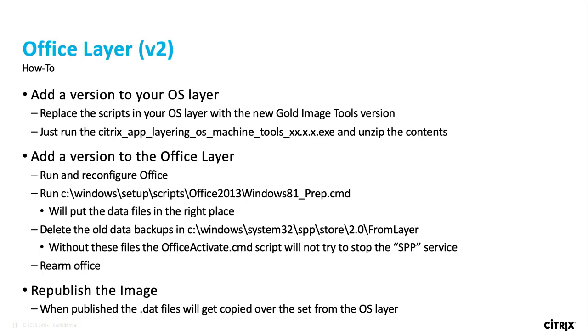And then you use that version of the OS to add a version to your Office layer. Now, what happens when you add a version to your Office layer, the version of those DAT files is wrong because you added a version so it didn't get updated. So you need to open Office and run it. That'll actually run the reconfigure. It'll put that version into those files.